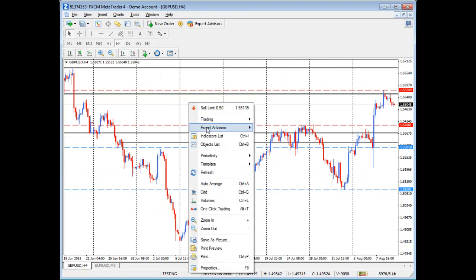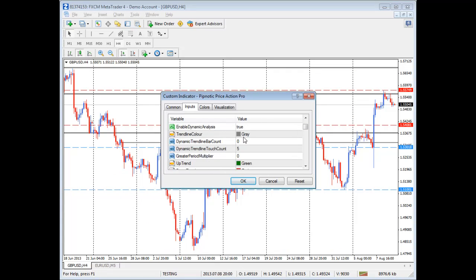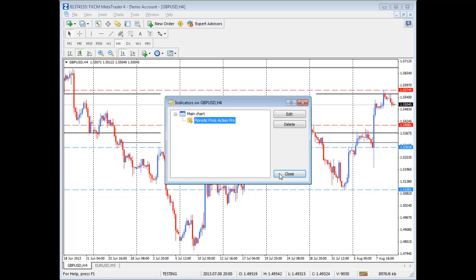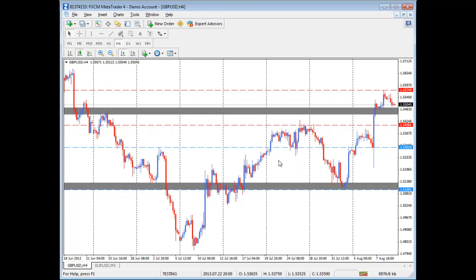If we look at another setting in the indicator, which is called the greater period multiplier, and we set this to, for example, 2, what this does is that the indicator will look at the currently active chart, which is a 4-hour, and it will look at this value here, and in this case look for levels on the currently active chart plus 2. So it'll look at the weekly chart, calculate the levels, and draw them in the active chart. If we press OK, we can see these levels here. These are actually weekly levels that we're drawing on the 4-hour chart.